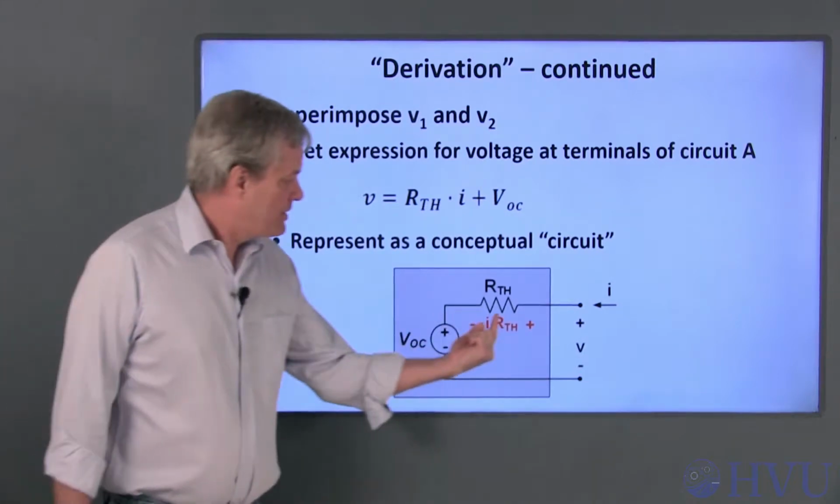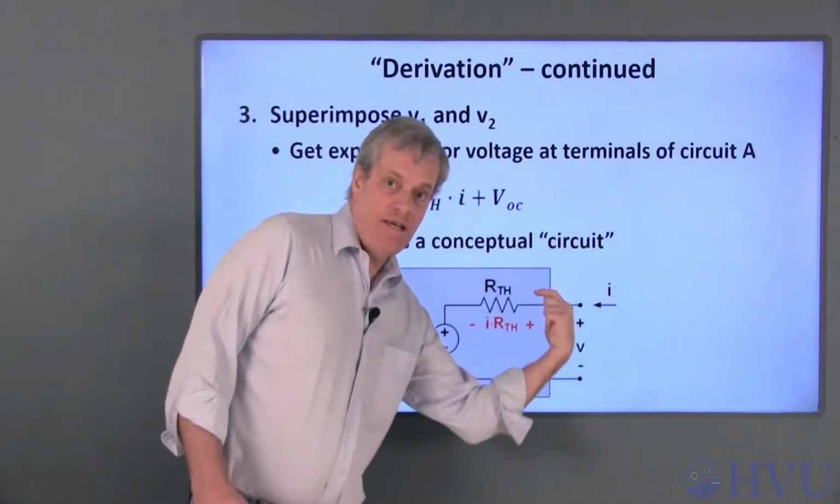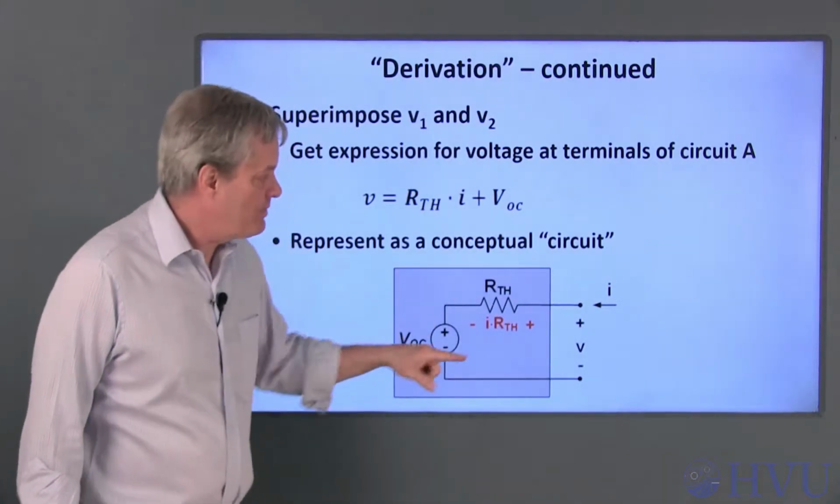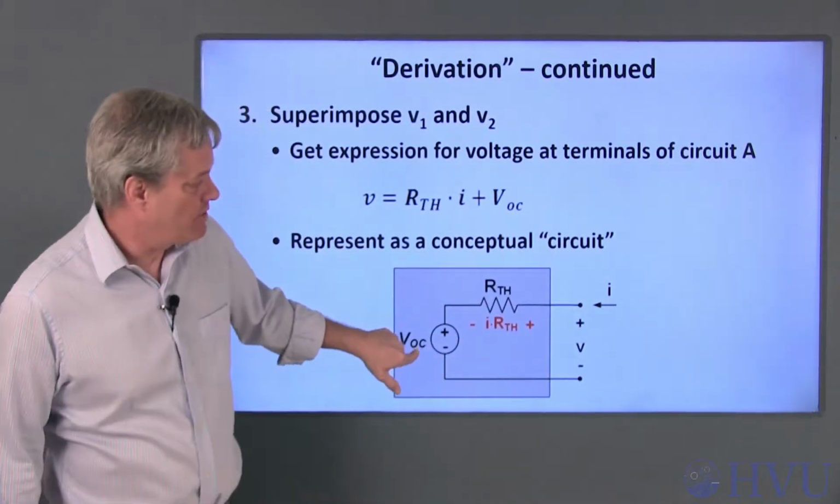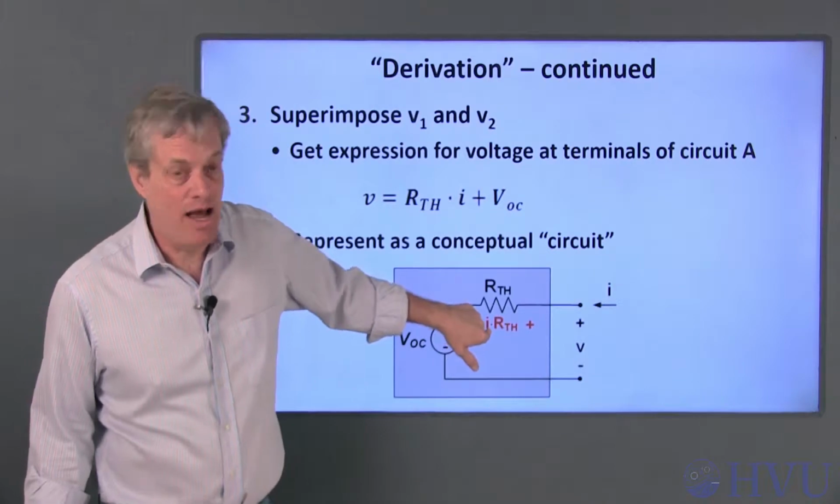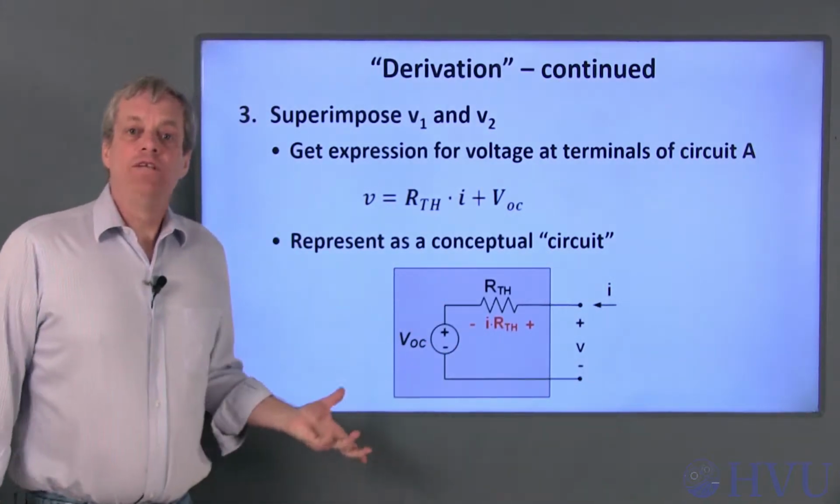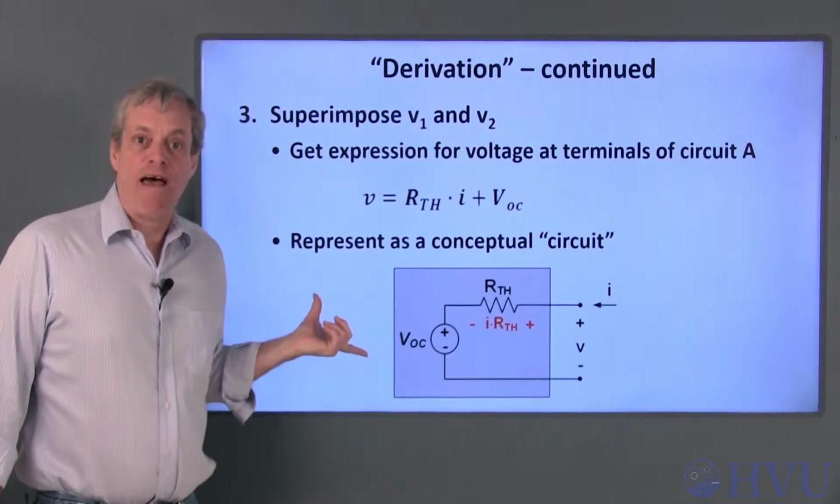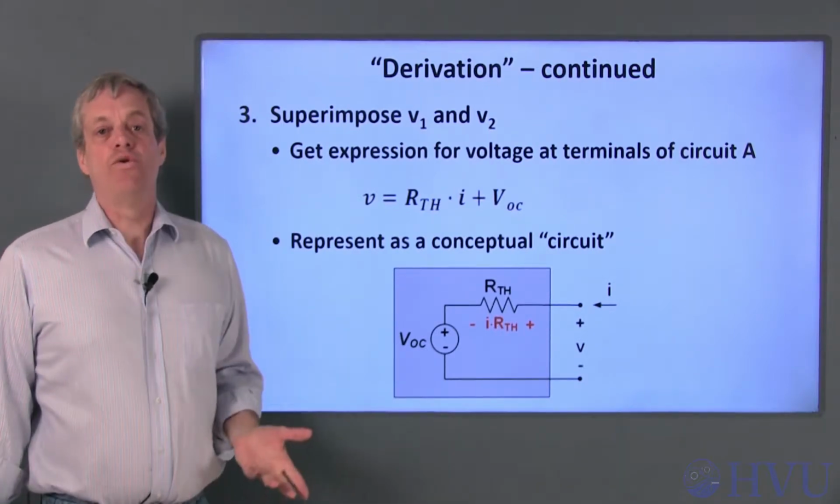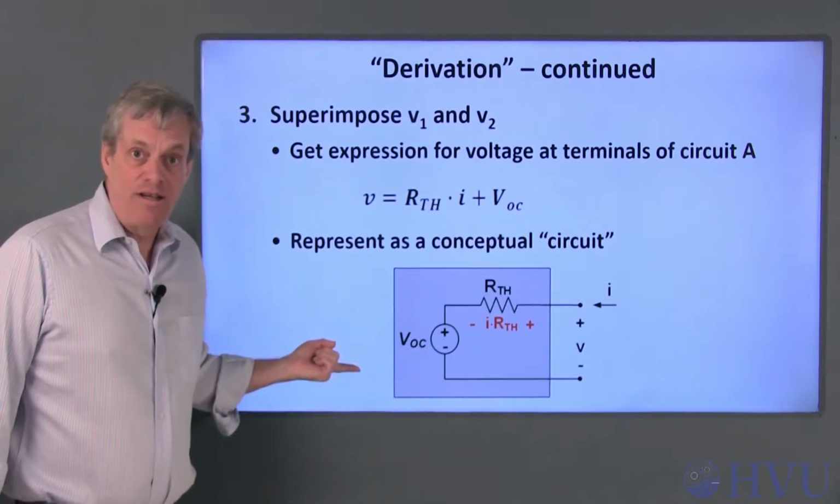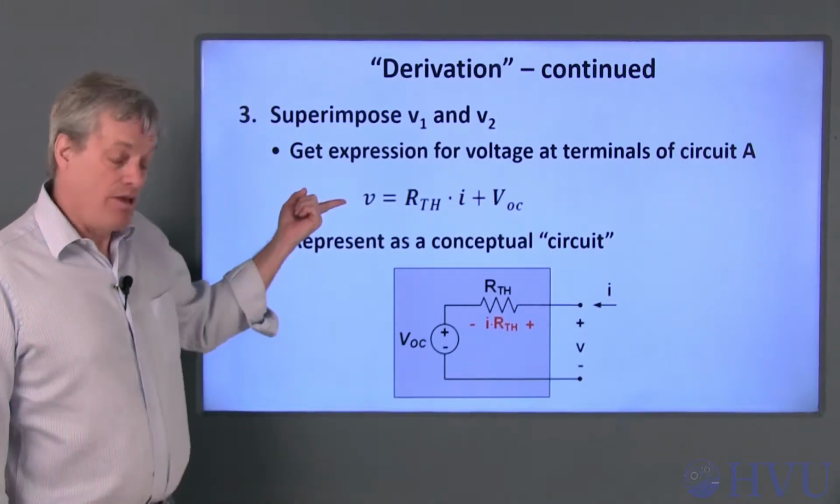The voltage across this resistor is RTH times I with this polarity. KVL around this loop says that V is equal to VOC plus RTH times I, which agrees with our desired equation. Creating a physical circuit that implements a given mathematical operation is known as realizing the equation. The hypothetical circuit is called the realization of the equation.